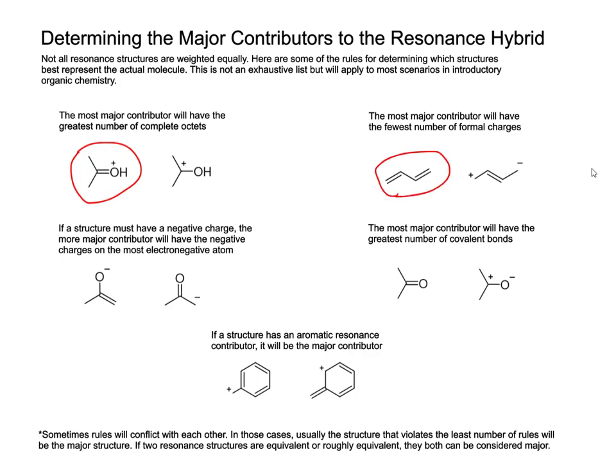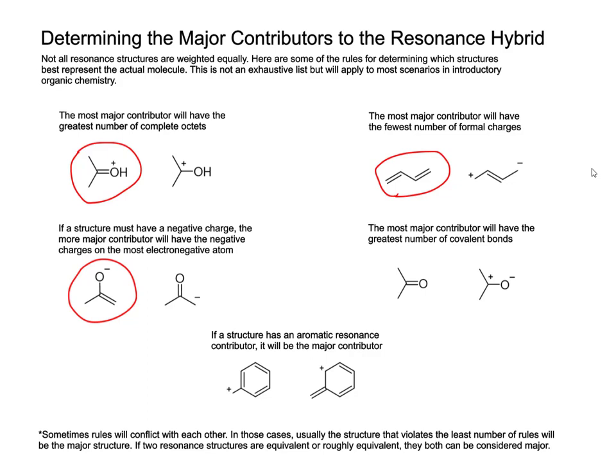If a structure must have a negative charge, the more major contributor will have the negative charges on the most electronegative atom. In this case, oxygen is way more electronegative than carbon, so it makes more sense to put the negative charge on the oxygen. That makes the one on the left the more major contributor to the resonance hybrid.